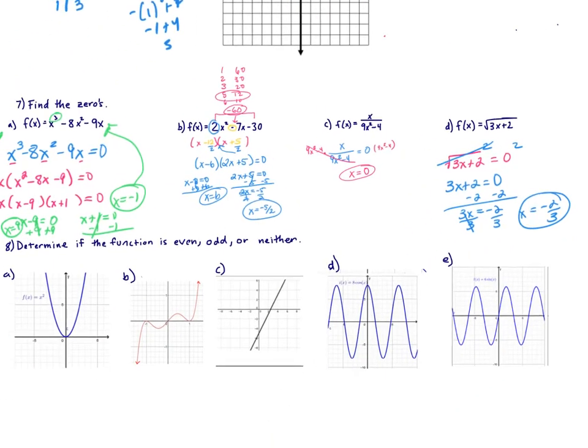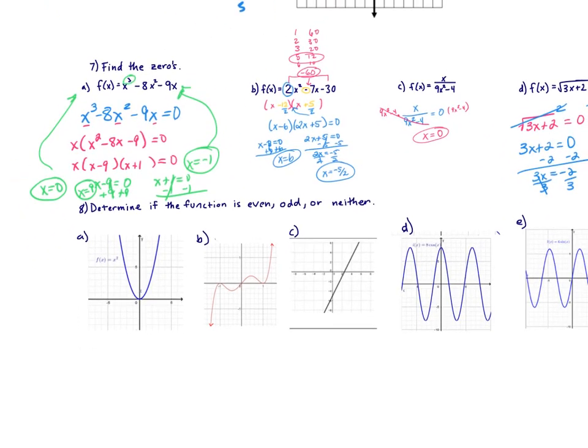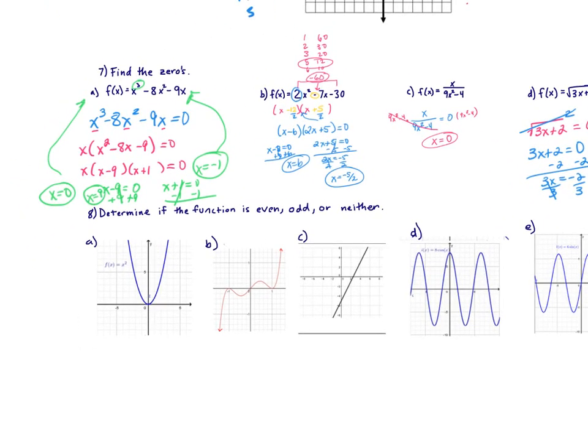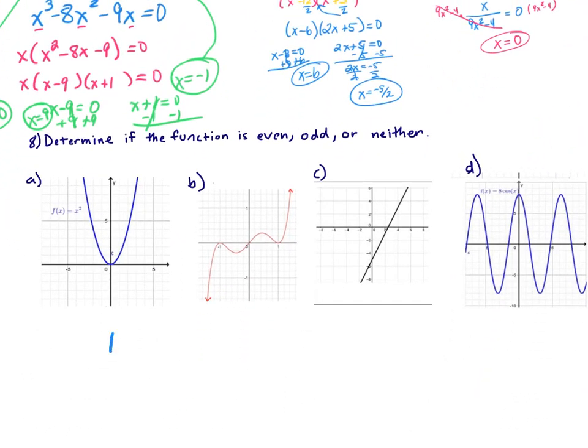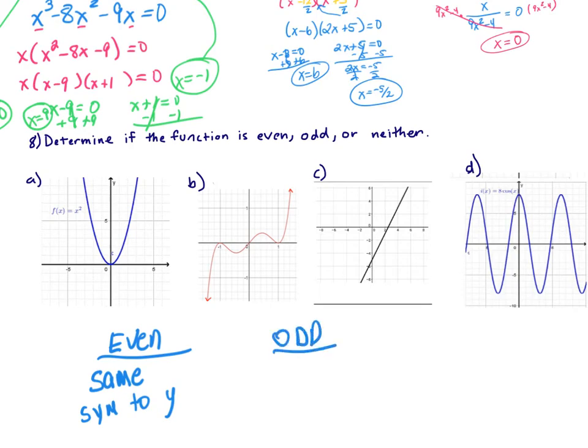All right, let's talk about odd, even, neither, algebraically and graphically. We love these. Let's remind ourselves. With even, I want you to remember same and symmetric to y, meaning the arrows have to go in the same direction. With odd, I want you to remember origin. Odd is opposite and origin, meaning the arrows go in opposite directions and it goes through the origin.